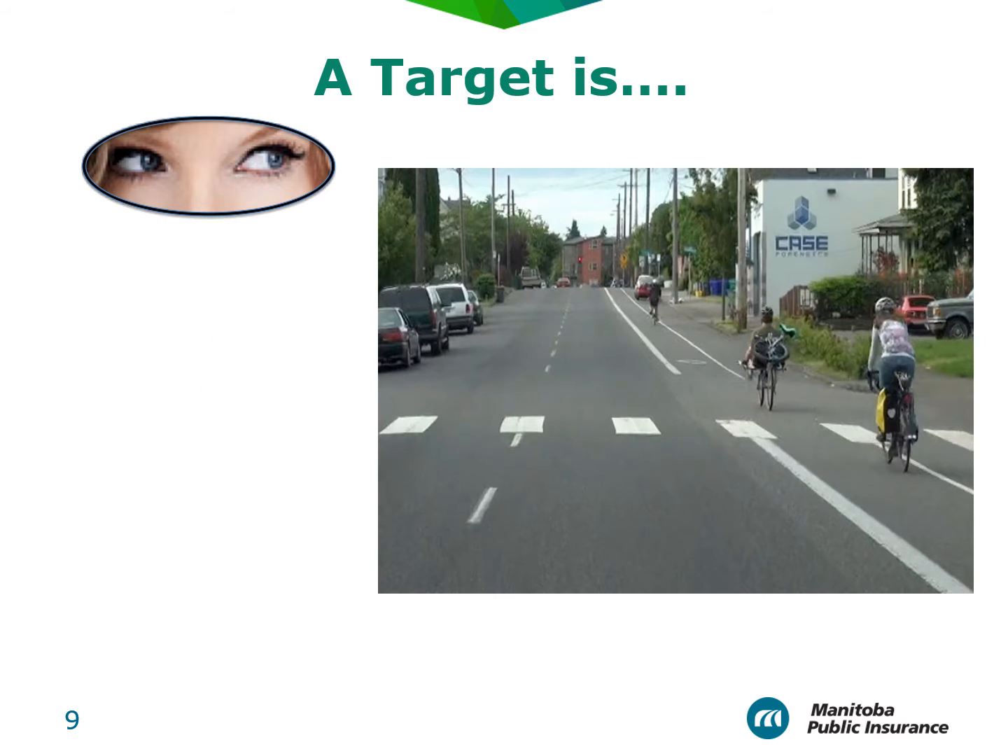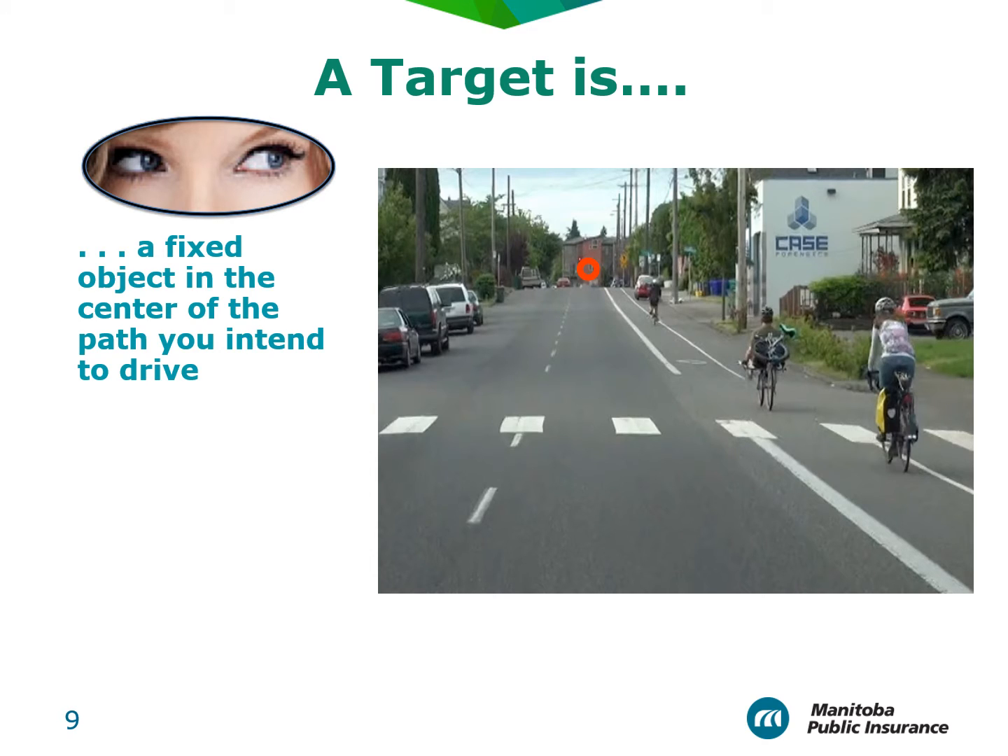The key to effective vision control is using something called a target. A target is a fixed object in the center of the path you intend to drive. It's out at a distance, usually at the limit to what we can see, and it's in line with where you intend to drive. A target is a beneficial concept because it gets the eyes of the novice driver up and out where they can start using their eyes effectively.